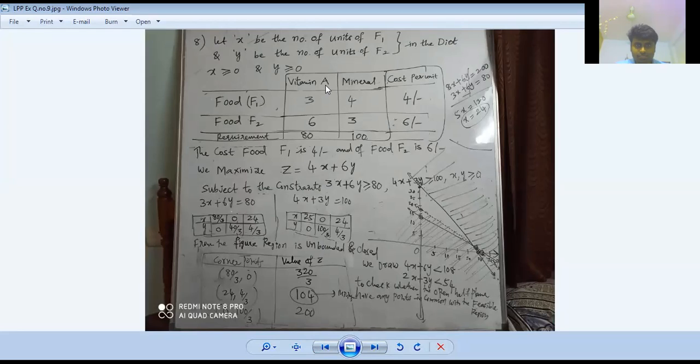So this is the thing here. Now x is the number of units of food 1, and y is the number of units of F2. Sorry, this is the question.